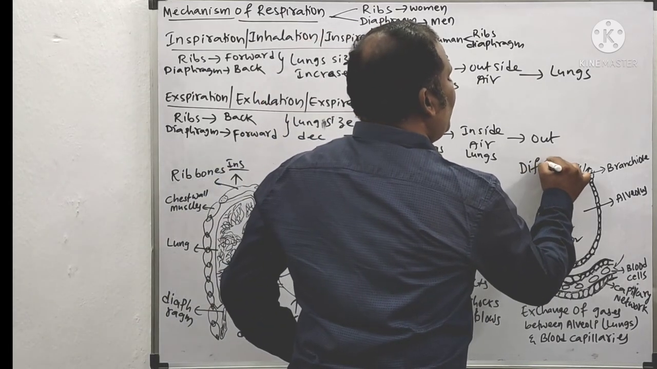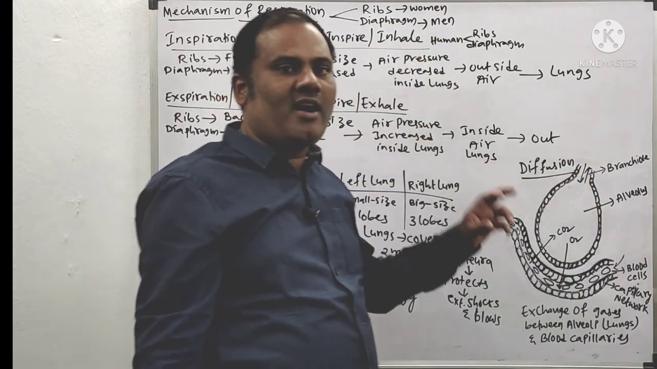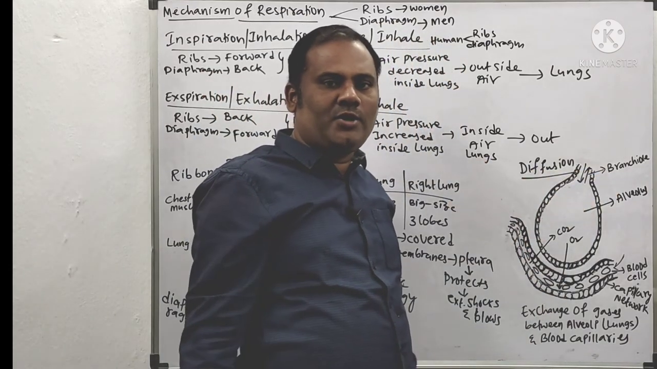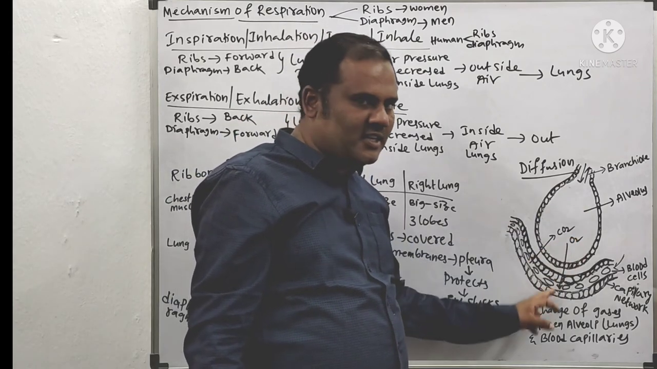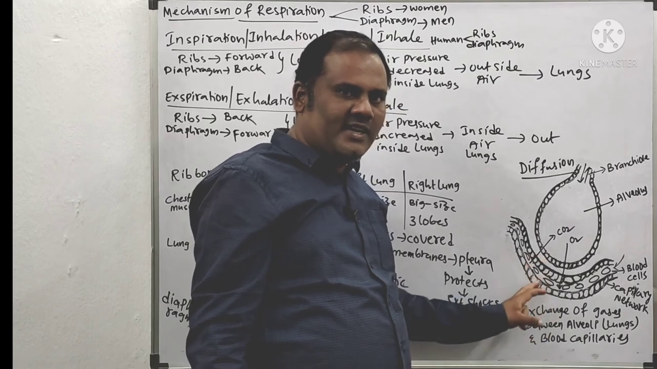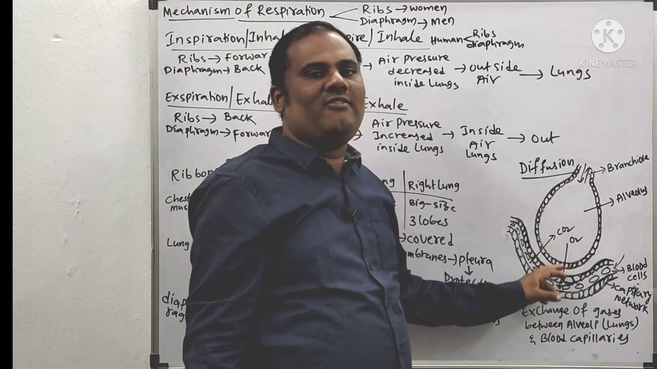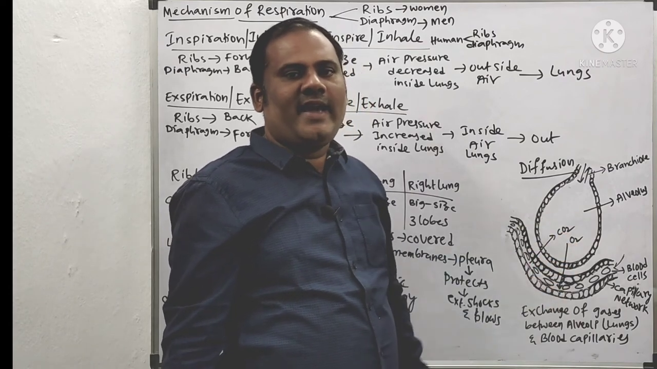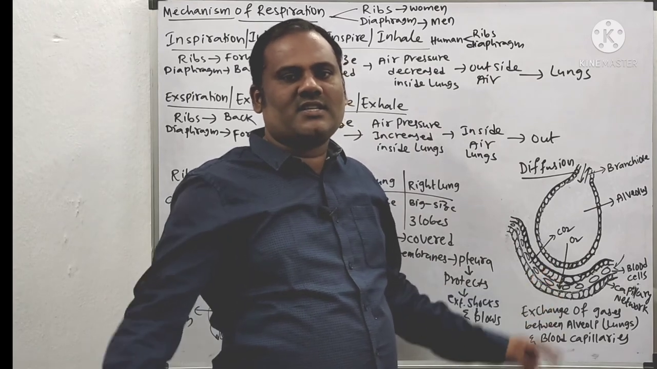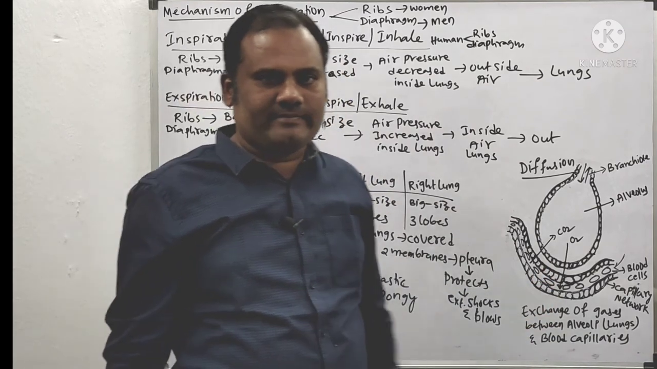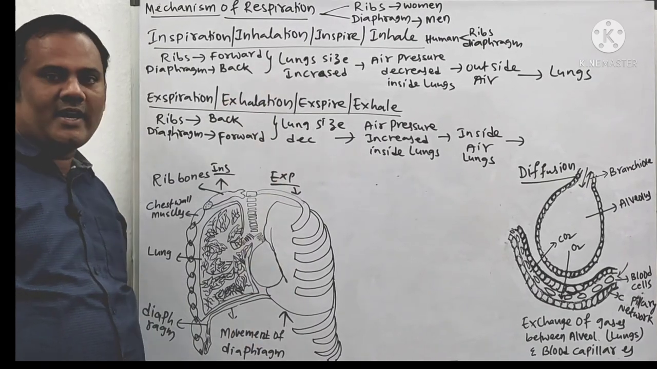Diffusion is very important. You already learned in earlier classes that it is the movement of molecules from higher concentration to lower concentration. In the alveolus, oxygen is more, that's why it diffuses into the deoxygenated blood. In the deoxygenated blood, carbon dioxide levels are more, so carbon dioxide diffuses into the alveoli. They are exchanged vice versa, and the deoxygenated blood is converted into oxygenated blood. So this is the process of exchange of gases inside the alveoli. The mechanism of respiration has been explained in a theoretical manner.